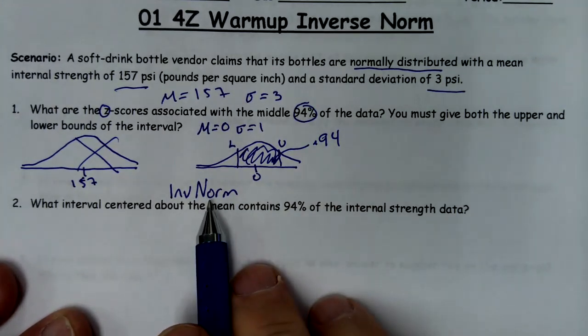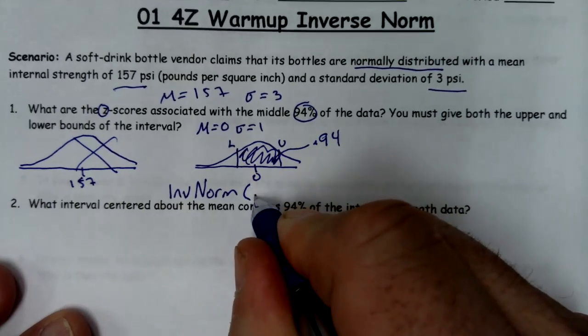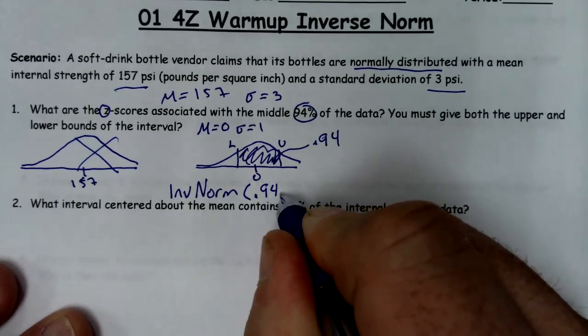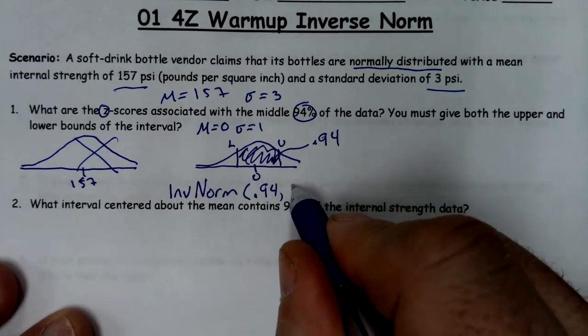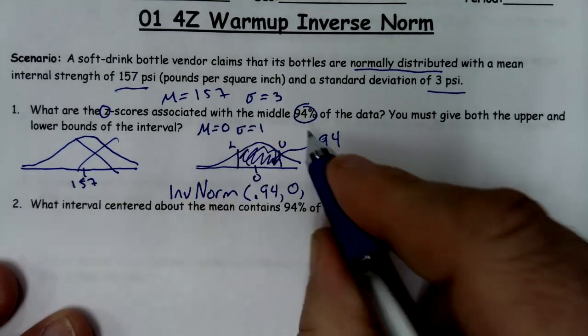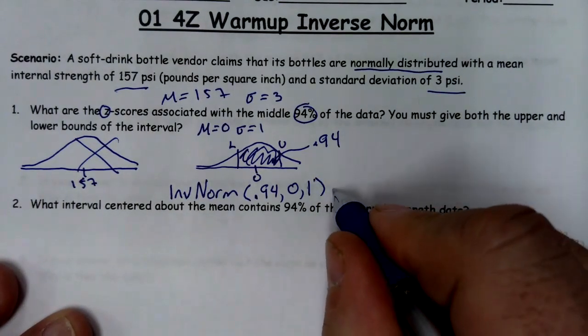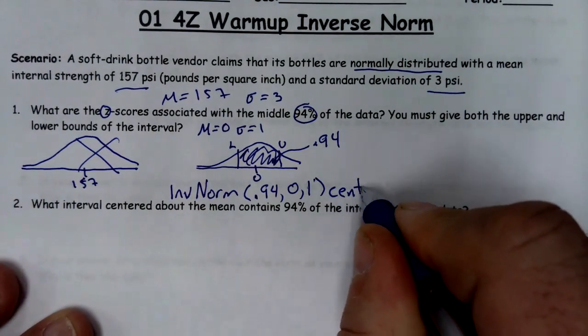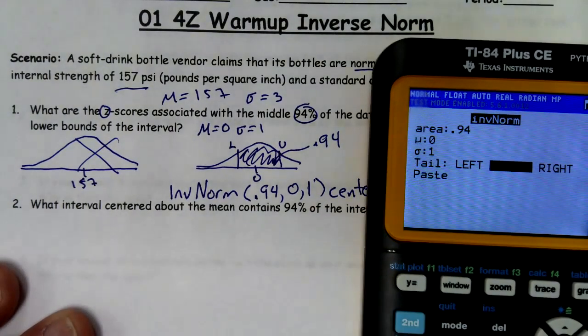Well, the first thing the calculator is going to ask for on the inverse norm is it's going to ask me for my area, which is 0.94. Then it's going to ask me for my mean. Well, because I'm working with a z-score, it's 0, and the standard deviation is 1. And we happen to be looking for the center. So let's go to the calculator real quickly and see what we come up with.